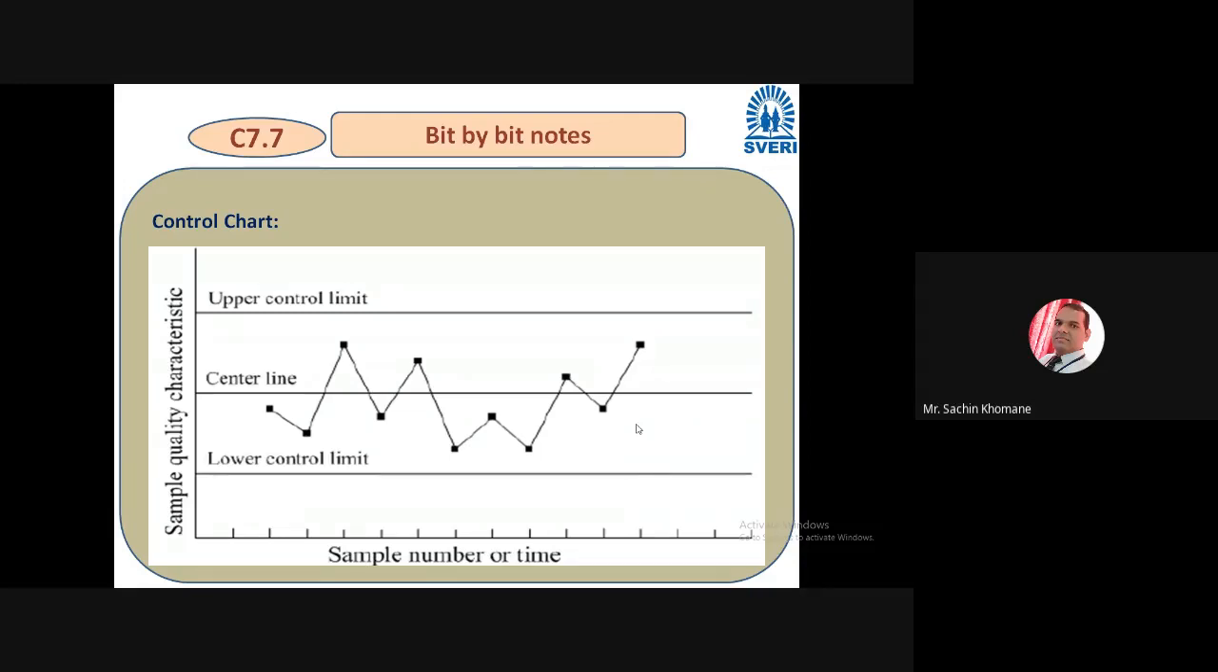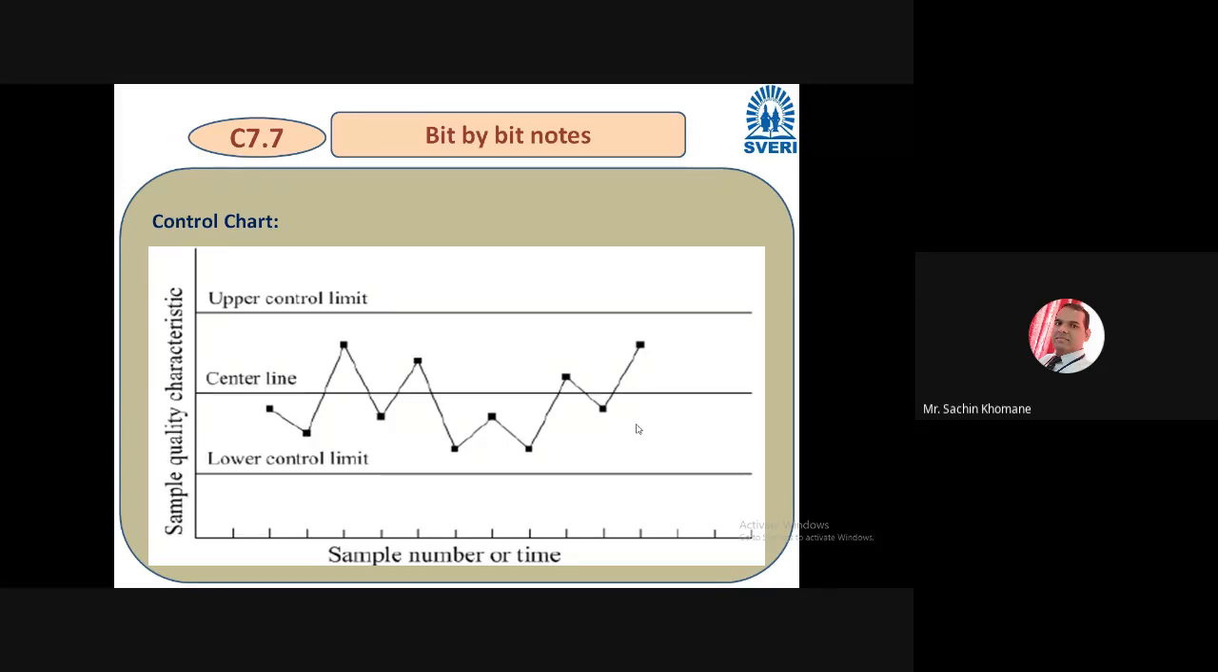Now, how many elements does a control chart have? On the x axis there is a sample number or time, and on the y axis there will be a sample quality characteristic. It has one center line. You can see three horizontal lines. In between the two lines there is one line called the center line, and about that your graph will be drawn. Below that there is a lower control limit, and above the center line there is an upper control limit.